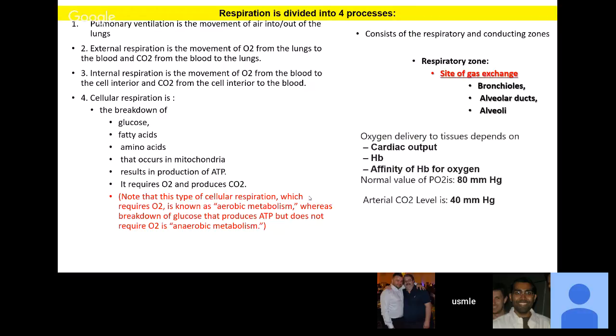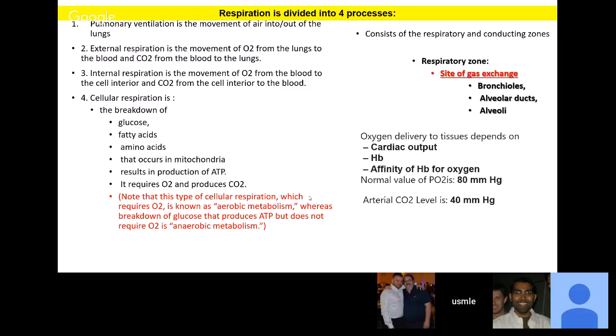So for the conduction of exchange, where you're going to have gas exchange between the blood and the alveoli, you have three areas in here, and you need to know that. That is an anatomy question, a physiology question, and even a biochemistry question sometimes. But anatomy for sure, and physiology. So you're going to have that in the bronchioles, alveolar ducts, and alveoli.